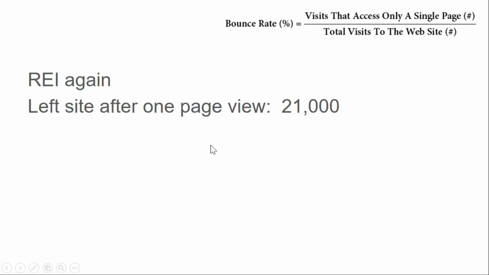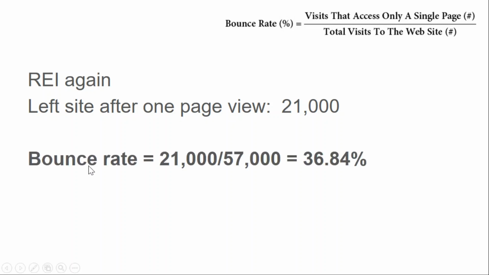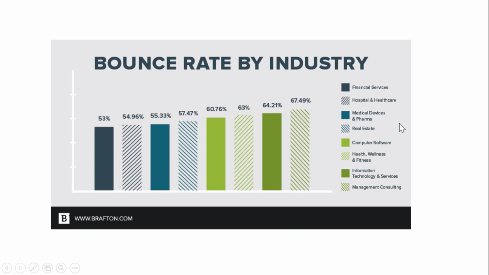Okay. So they discovered that of the 57,000 visitors to their website, 21,000 of them only hit the main page and then they left. So they're going to have a bounce rate of 36.84%. Again, is it good? Not bad, actually. If you look at it compared to different industries here, industry averages are all well above 50%. Okay. So if you're at 36%, you should be pretty happy.